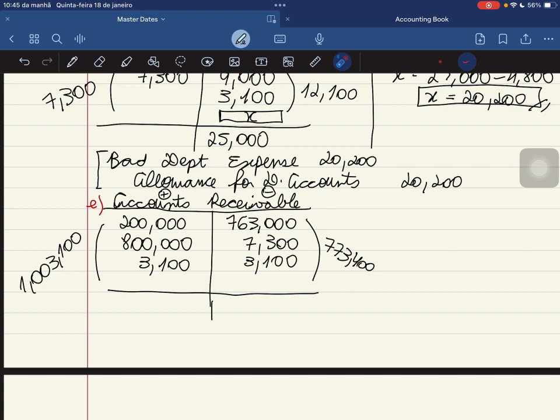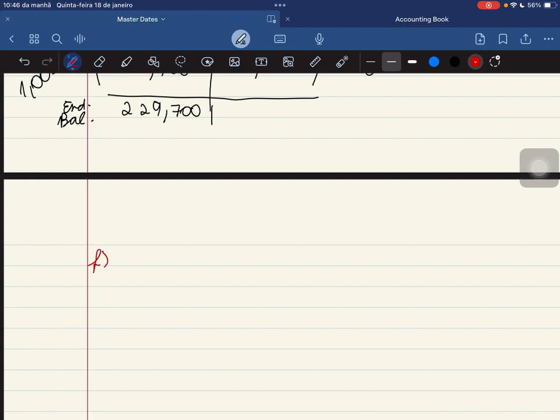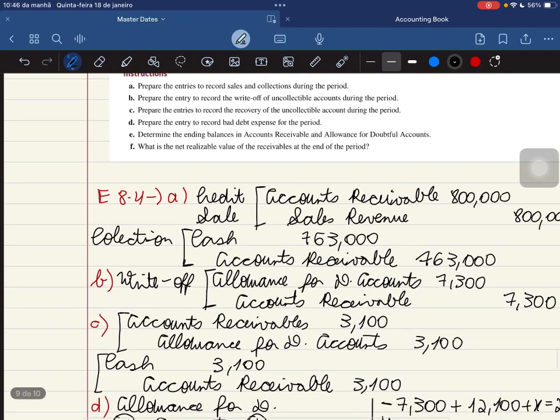And that is 229,700. This is my ending balance for the accounts receivable. Okay. I think this is the last one for this one.